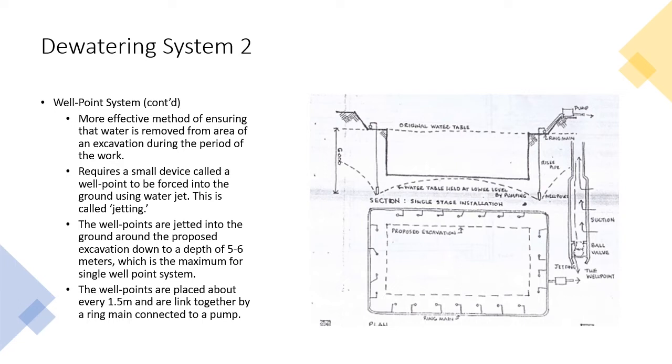It requires a small device that we call the well point. Okay, this is called jetting. Because we force the well point to go into the ground. So this is another method which is more effective than the previous method, which is the sump pump earlier. The well points are jetted into the ground around the proposed excavation down to the depth of 5 to 6 meter, which is the maximum for a single well point system. The well points are placed about every 1.5 meter, the spacing for each one, and are linked together by a ring main connected to a pump.